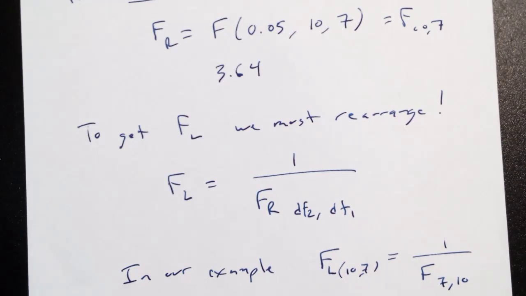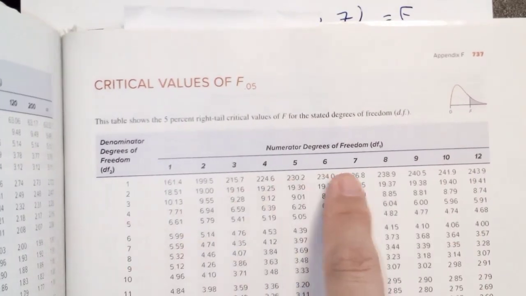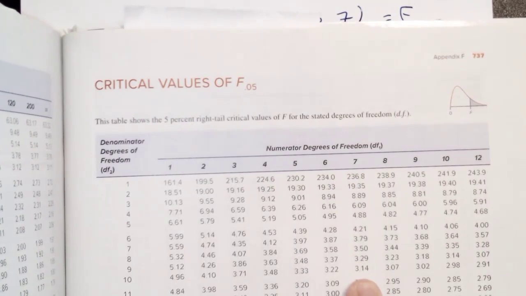Which means now I have to treat this as if it was DF1 and this as if it was DF2. It's in the wrong order. So I go to my table, and instead of going 10, 7, I go 7, 10. And I get 3.14. And then I have to do 1 over 3.14.